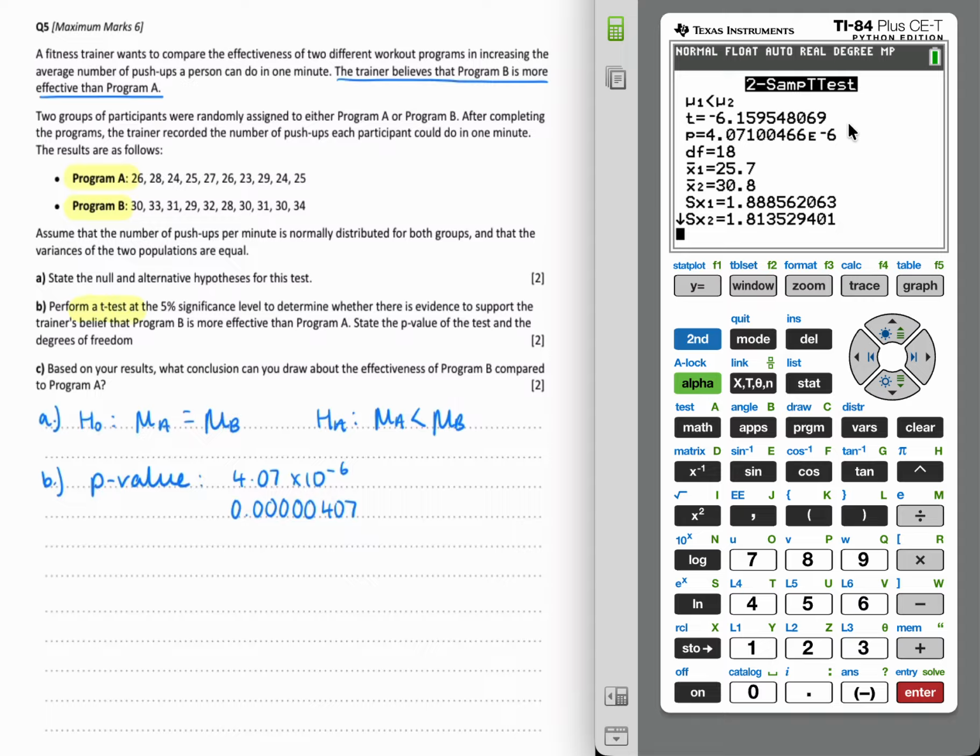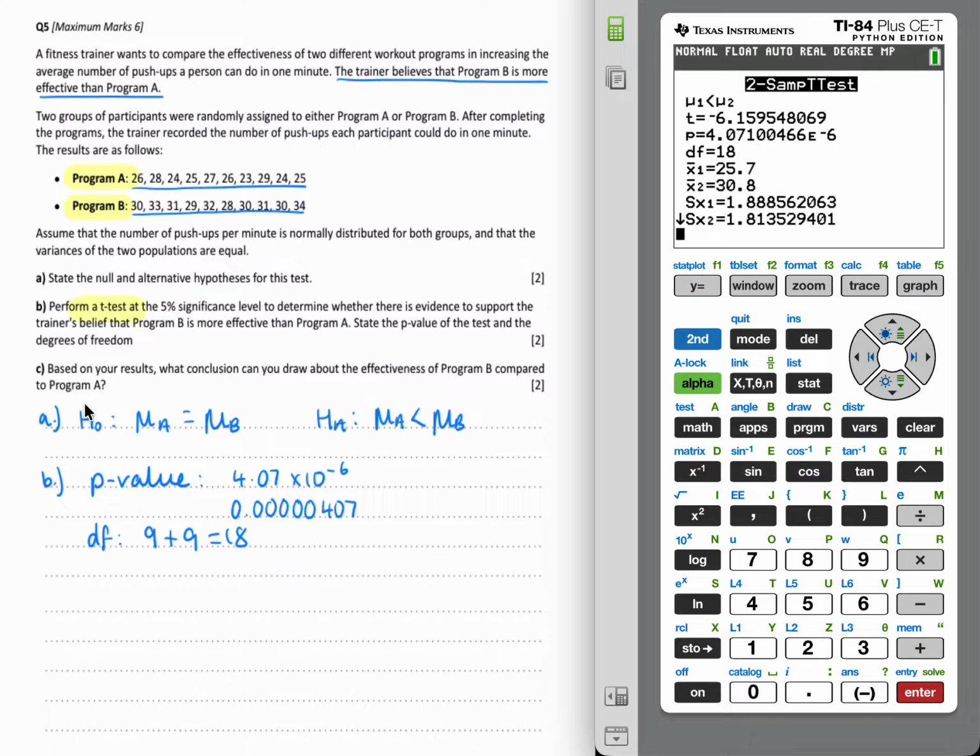So that's our p-value. And you're also asked to find the degrees of freedom. So the degrees of freedom is just the number in our list, which is 10, so minus 1 is 9. The number in our list is 10, so that's minus 1 again, which is 9. So therefore, the degrees of freedom are 18. You can also see on here, degrees of freedom equals 18. So you're just writing that down.